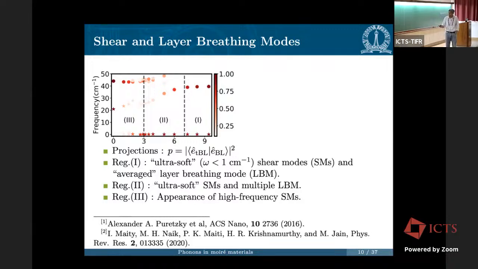So in region 1, you see these shear modes with frequency less than 1 inverse centimeter, and you see sort of an average layer breathing mode. Then when you go to region 2, you see an ultra soft shear mode. You also still see this mode, but now there are multiple of these layer breathing modes. The circles here refer to the projections onto the layer breathing modes. So I see multiple of these, but there's one shear mode, and then as the angle becomes smaller, I start seeing these other shear modes appear as well.